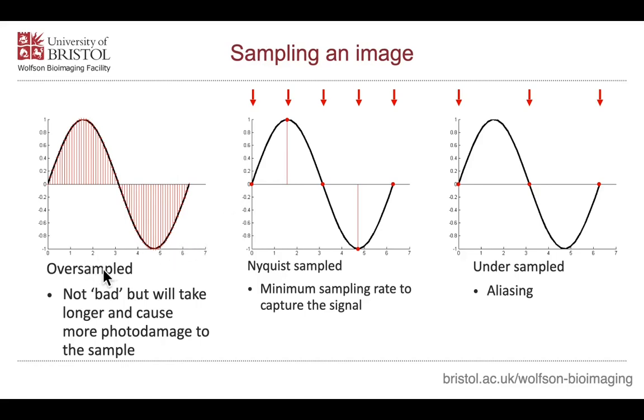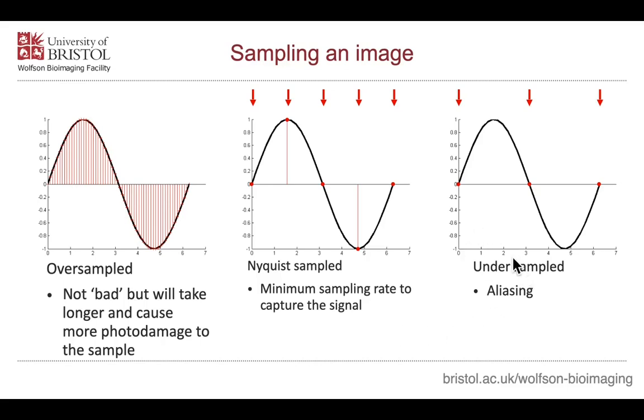We've got oversampled here, so to reconstruct this nice smooth analog signal, we can make a whole load of points all the way along it, loads and loads of measurements, and then when we reconstruct the analog signal, we'll get a very high fidelity reconstruction of that. So this is not necessarily bad, but it will take quite a lot longer to make all these measurements. And in terms of imaging, will probably cause quite a lot of photo damage to the sample. If it's a dynamic sample, if it's a live sample, the scanning time will be massively increased. We'll probably lose some information from the dynamics.